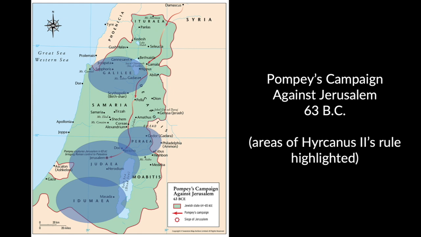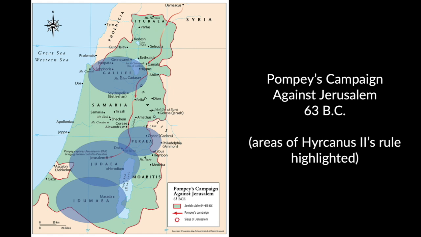So 63 AD, very significant date, because at this point in time, Judea, and hence the Jews, are now living under Roman rule. Now, we talk about Judea. I need to stress that when we talk about Judea, we kind of lump Galilee in that as well.